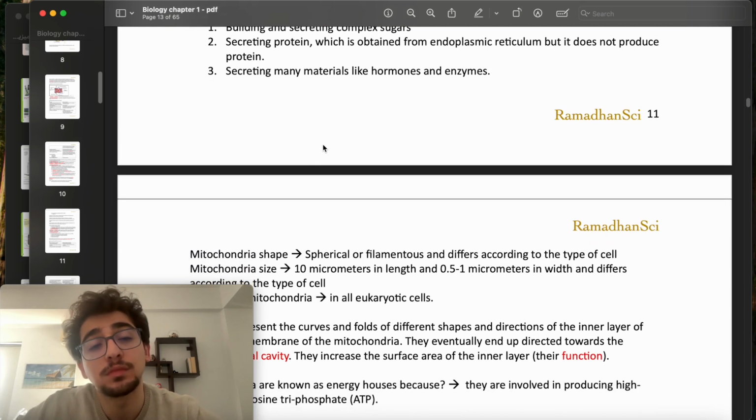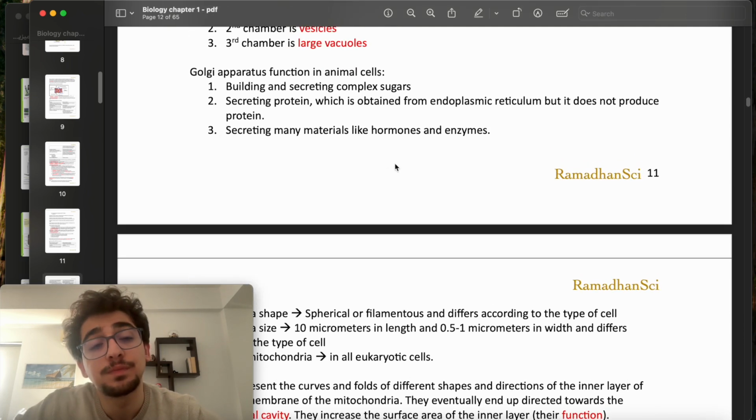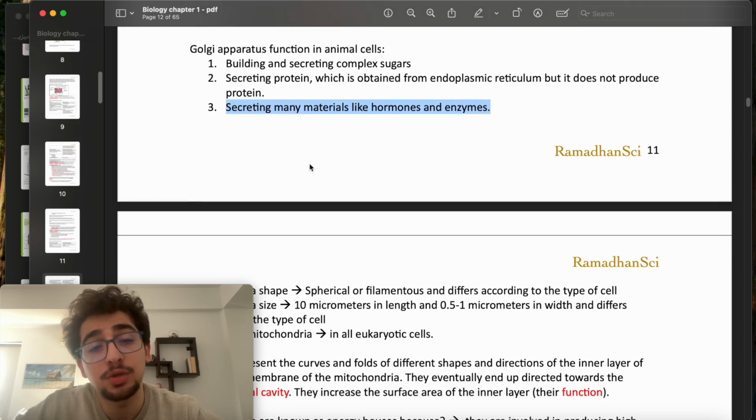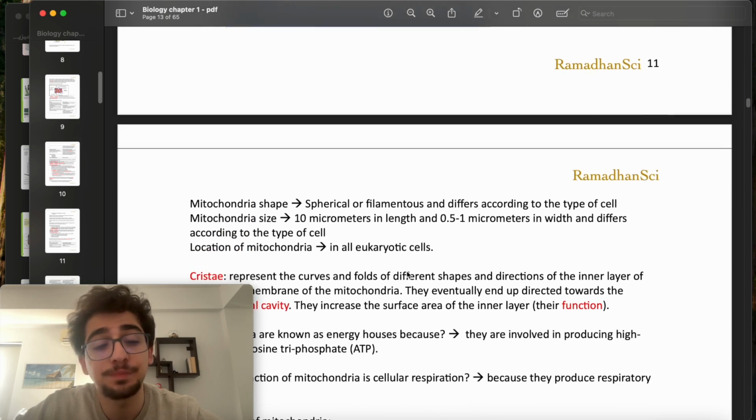The other function is that it secretes many materials like hormones and enzymes. That's it.